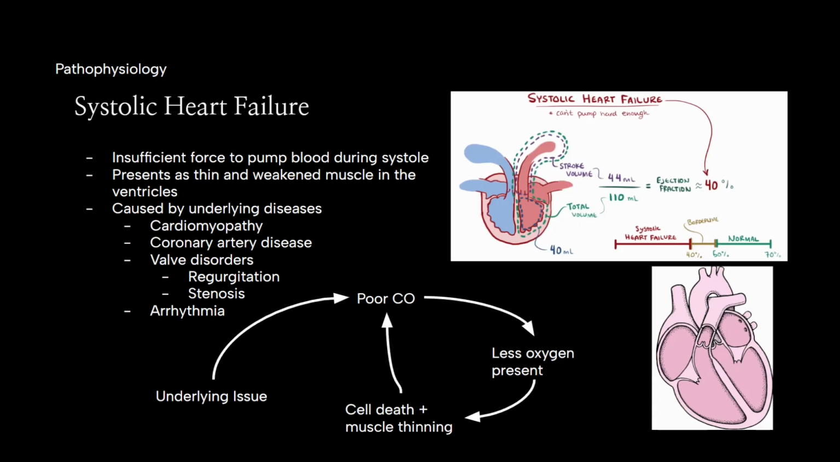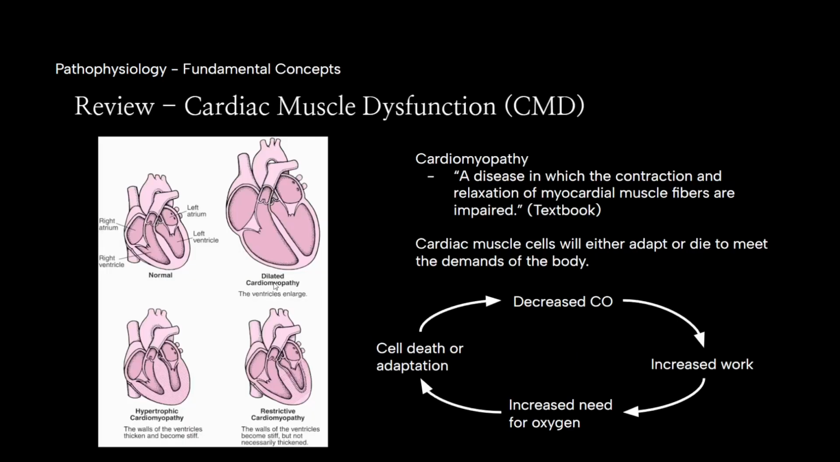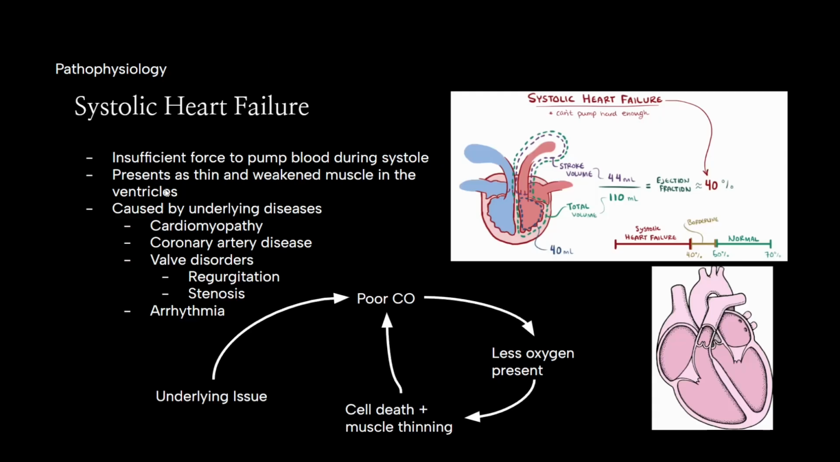To put it simply, it's an insufficient force to pump blood during systole. This presents as a thin and weakened muscle in the ventricles, as seen in this photo here, which we referred to earlier as dilated cardiomyopathy. This is caused by underlying diseases or causes such as cardiomyopathy, coronary artery disease, and valve disorders. When we think about dilated cardiomyopathy, this involves thinning of the muscle walls and death of cardiac muscle cells, resulting in less force production to pump blood where it needs to go during systole.